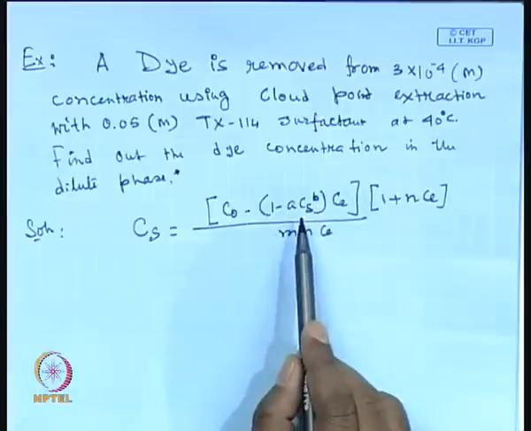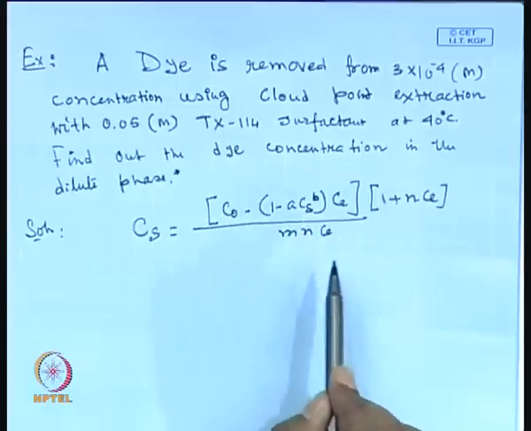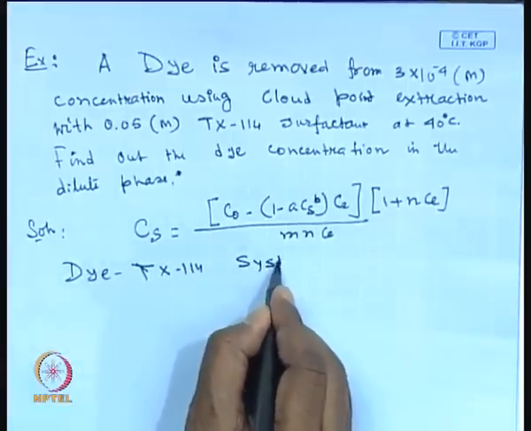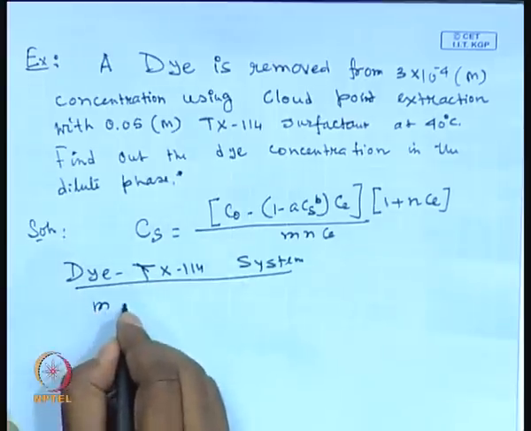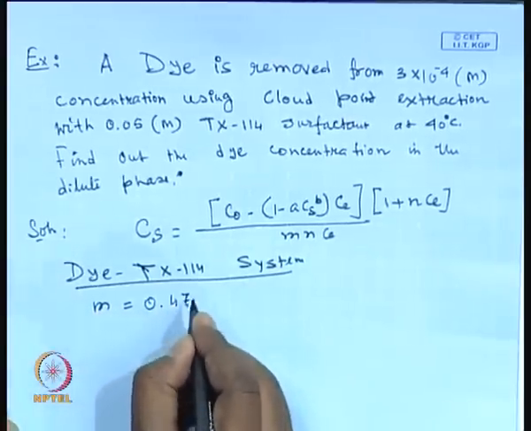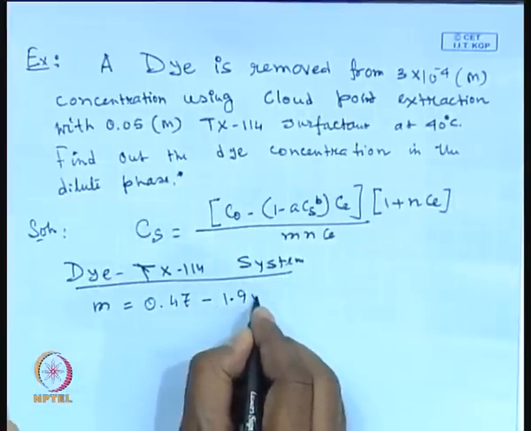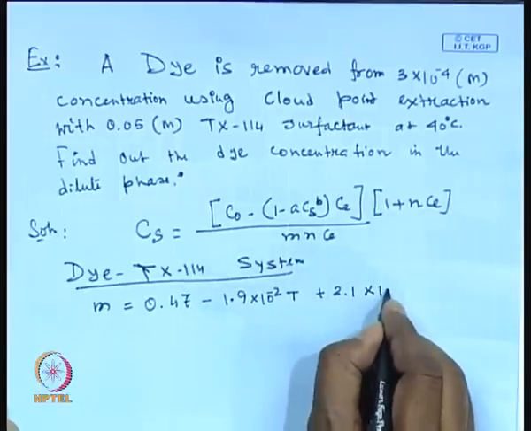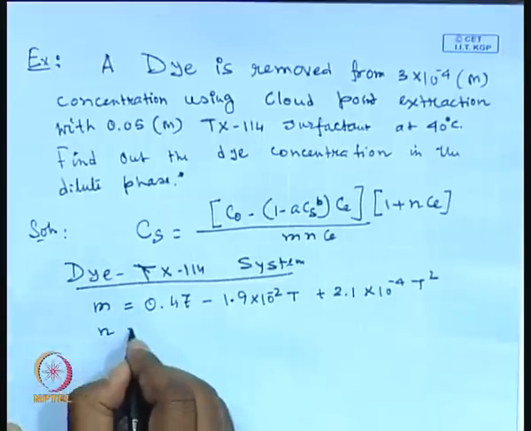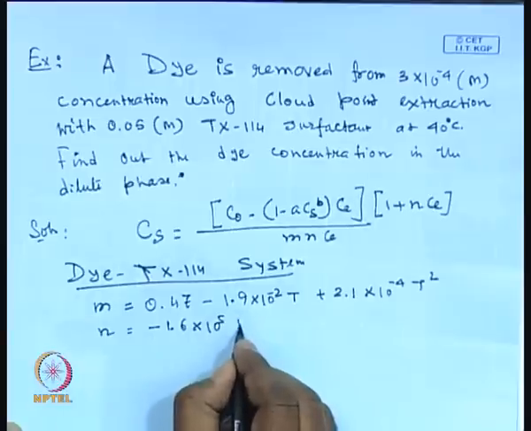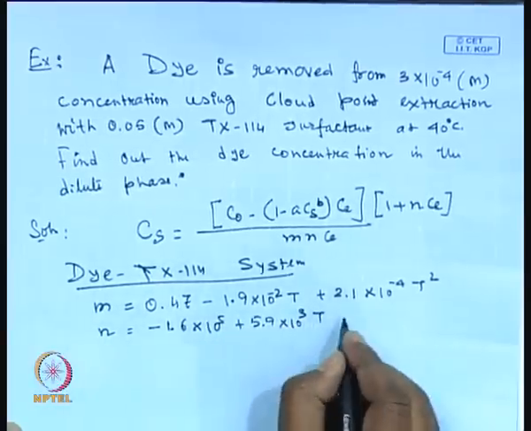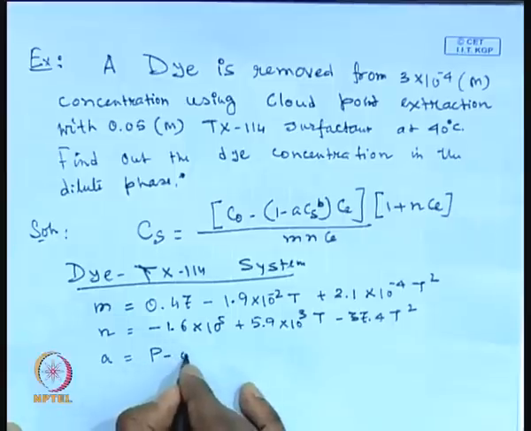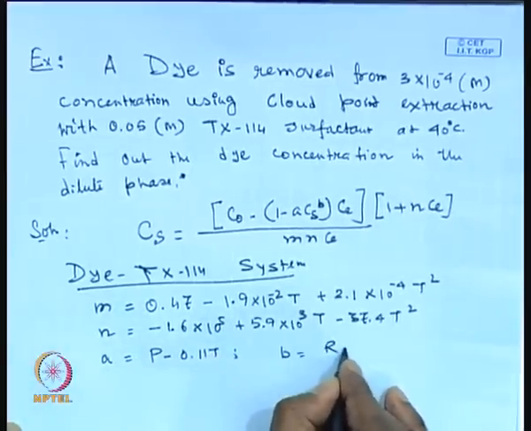And A, B are the constants related to the various properties of the surfactant system. For the dye and TX 114 system, the following parameters are known to us. The M value is a function of temperature. These are the adsorption isotherm parameters: M = −1.9 into 10 to the power minus 2 T plus 2.1 into 10 to the power minus 4 T square. N is equal to 1.6 into 10 to the power 5 plus 5.9 into 10 to the power 3 T minus 37.4 T square. The parameter A is given as P minus 0.11 T, B is given as R plus 0.09 T.